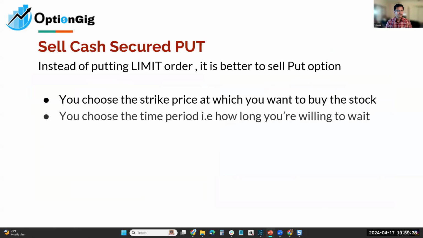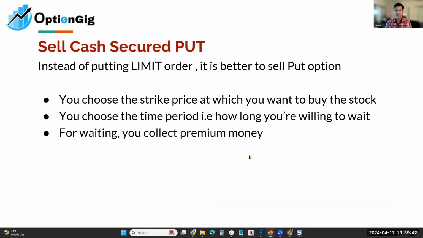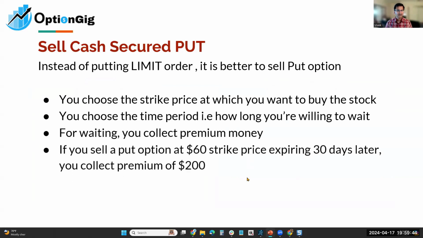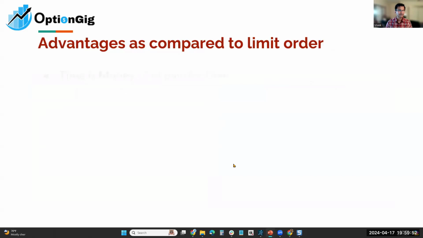Okay. So you choose the time period, how long you're willing to wait, and for waiting, you collect the premium money. And we looked at an example. If you sell a put option 30 days out, you're going to get paid $200 upfront. Advantages as compared to a limit order, which we have been doing for years: time is money, guys. Time is money. If you're locking your capital, make sure to get paid for it.